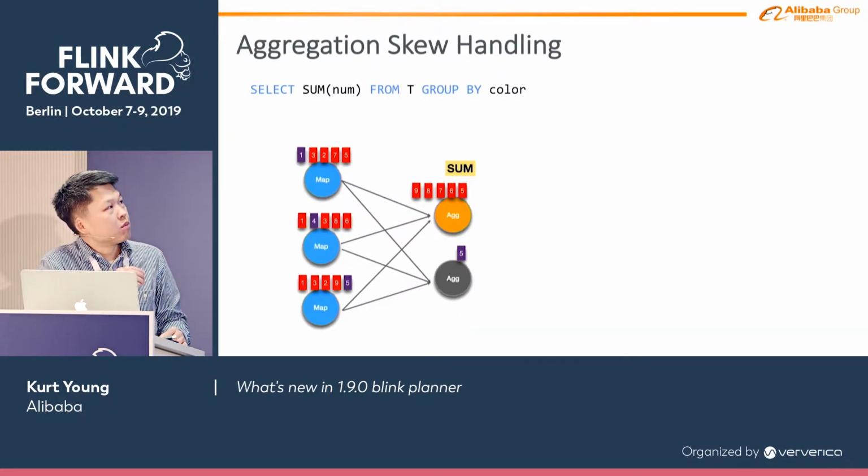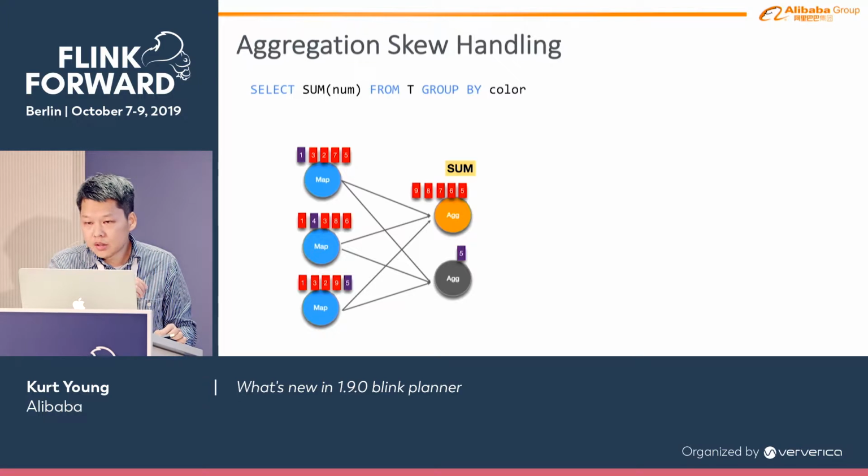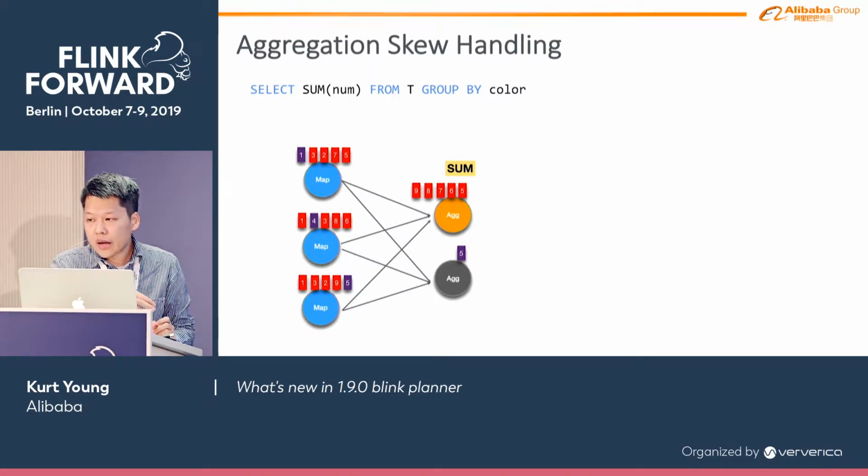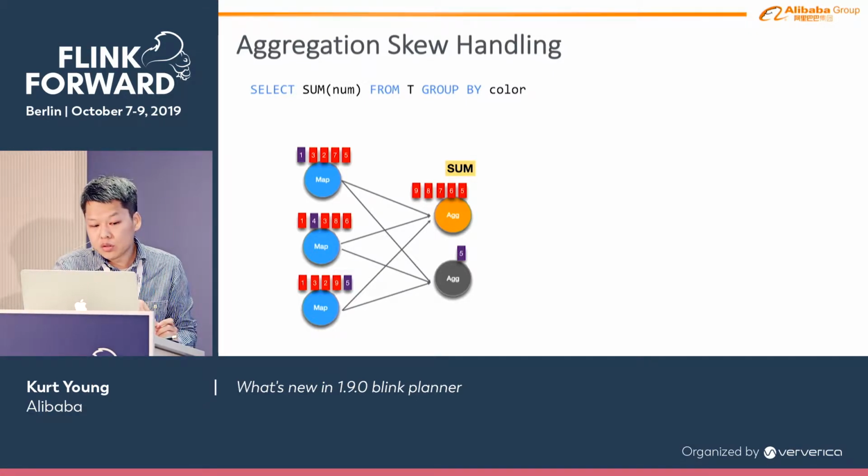Let's talk about data skew handling. Data skew is a very common situation. It happens not only in classical batch processing, but also in stream processing. It might happen in join or aggregation or other scenarios. Let's take aggregation, for example. In this case, we want to group by color and do a simple sum.